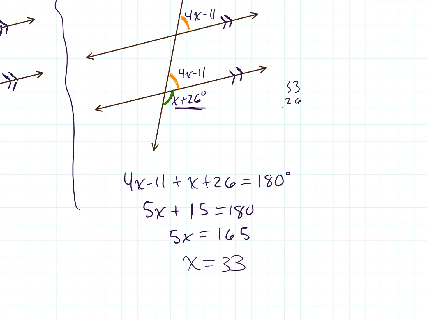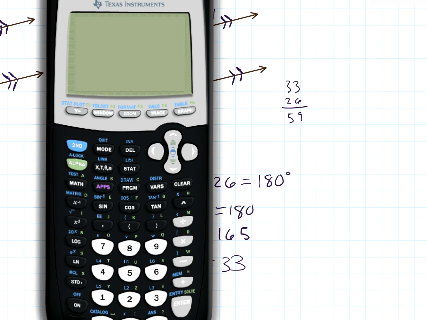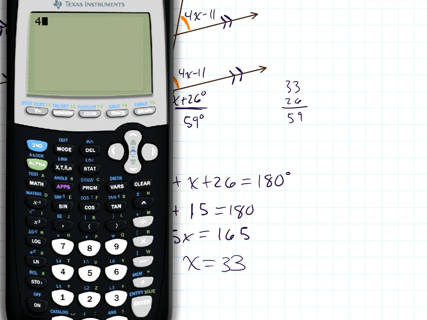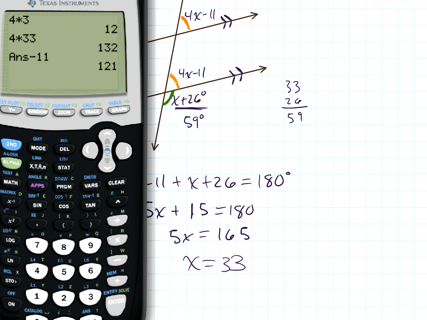So x is 33. That means that this angle has to be 33 plus 26. That's 59 degrees. And the other angle has to be 4 times 33. Oh, I'm sorry, I need a calculator. That's pretty pathetic, Mr. Roberts. 4 times 33, and then I'm going to subtract 11 from that. So this other angle has to be 121 degrees. So one of them's 59, and this other angle is 121 degrees.